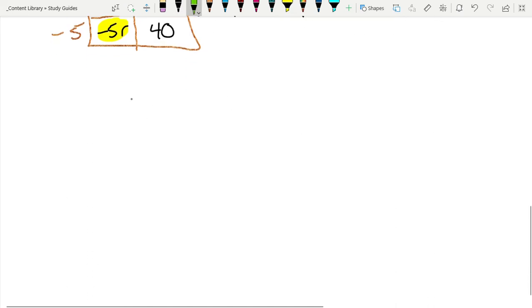Our next one, we have 3d minus 9 squared, and this one, please, please, please pay attention to. This is the most missed question every year on this test.